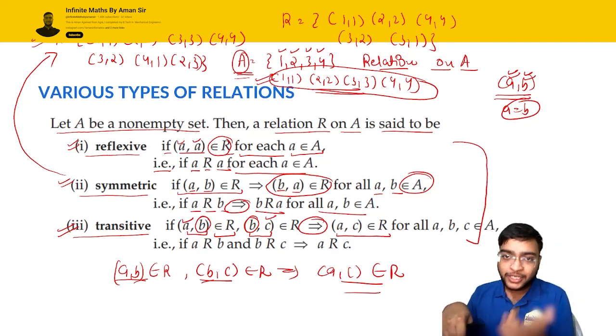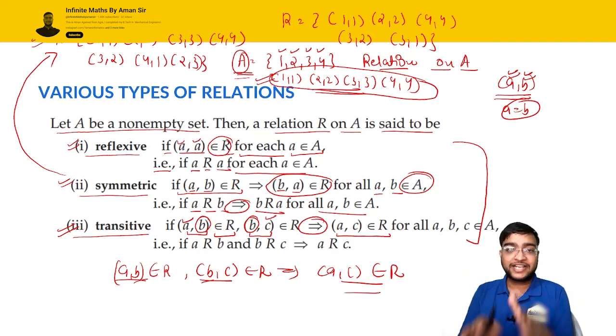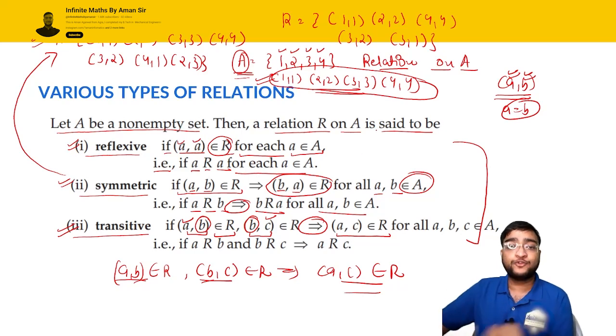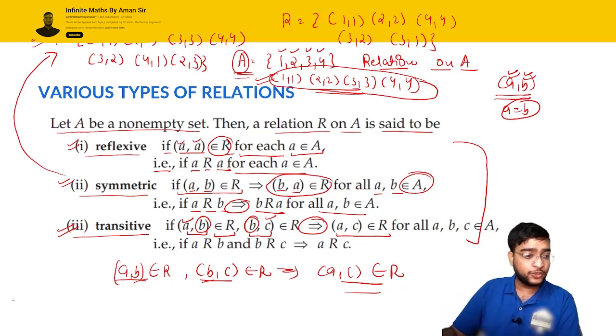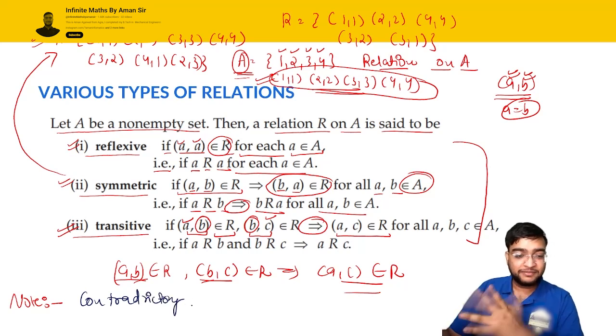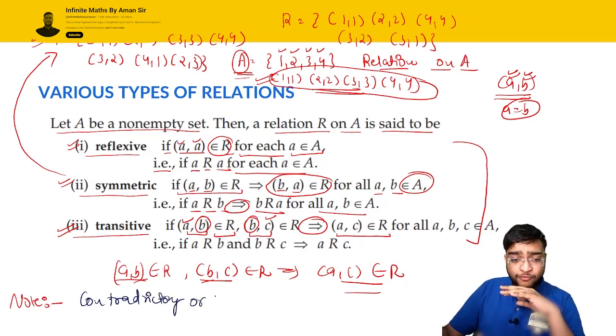So for reflexive, symmetric or transitive, there is a note you have to keep in mind here. What you have to find is a contradictory or false condition.